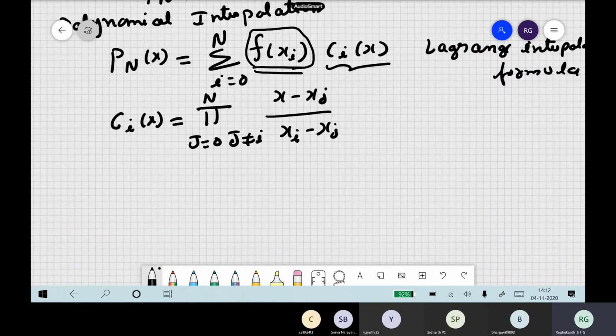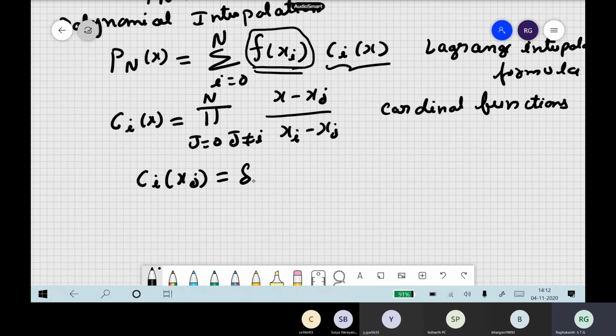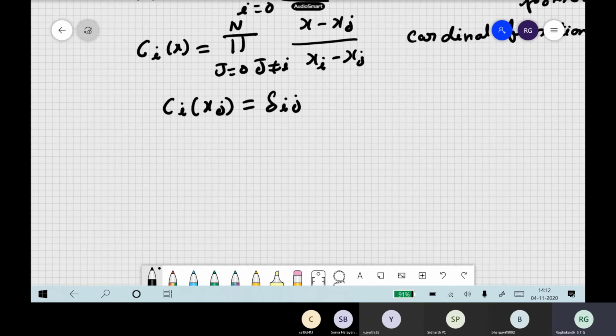So this itself is my unknown, and ci of x, these are what we also call the cardinal functions. They are all very well known, the Lagrange polynomials or something. So you can also represent it like this. And the advantage of these cardinal functions is that for i equal to j, it matches exactly with the function value itself.